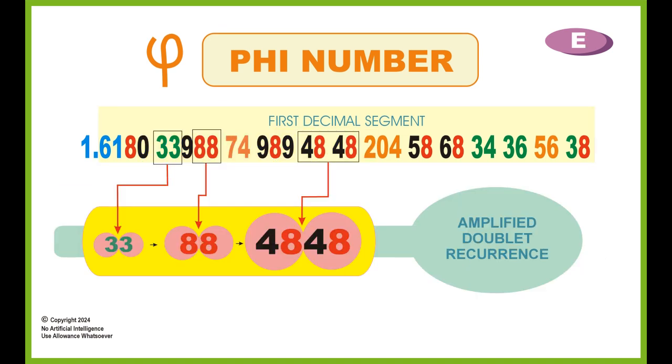6. On board E, highlighted are the numbers 33, 88, 4,848. First, notice that 48 is a multiple of the nuclear number 8. 48 is equal to 6 times 8. And 88 is, of course, a multiple of 8 as well, since 11 times 8 equals 88.